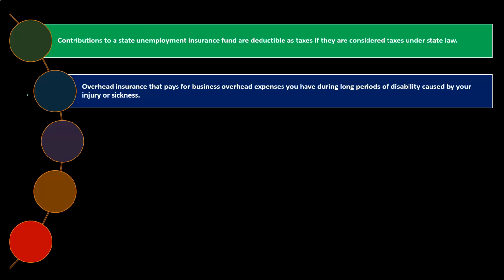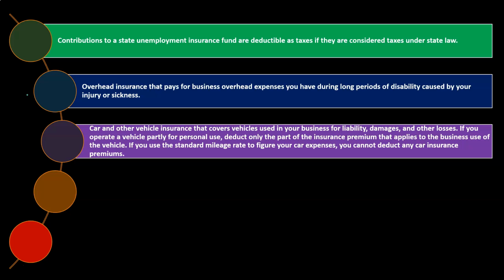Overhead insurance that pays the business overhead expenses you have during the long periods of disability caused by your injury or sickness. Car and other vehicle insurance that covers the vehicles used in your business for liability, damages, and other losses. If you operate a vehicle partially for personal use, deduct only the part of the premium that applies to the business use of the vehicle. If you use the standard mileage rate to figure your car expenses, you cannot deduct any car insurance premiums.